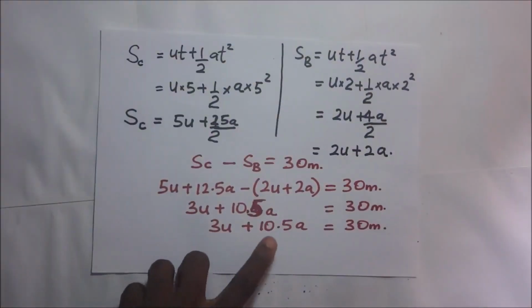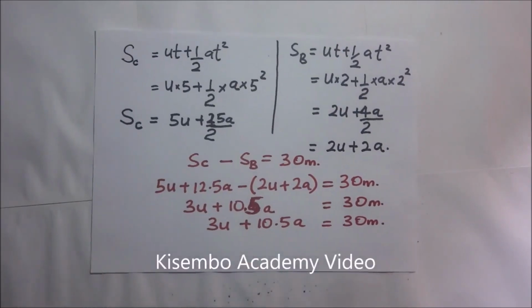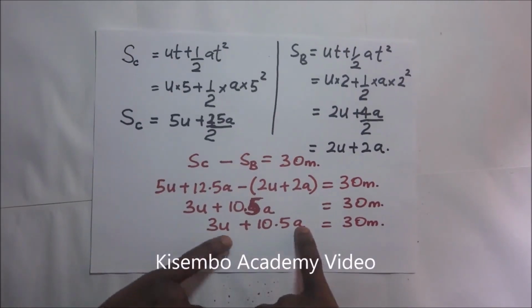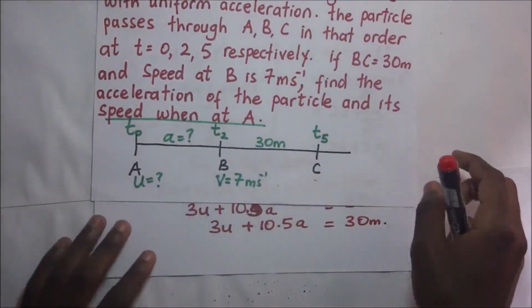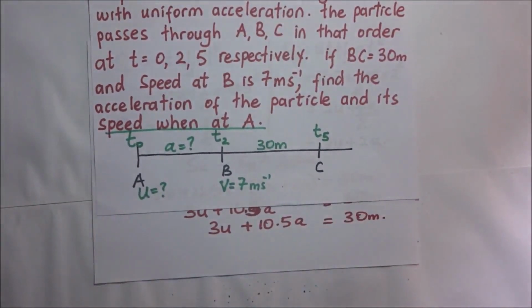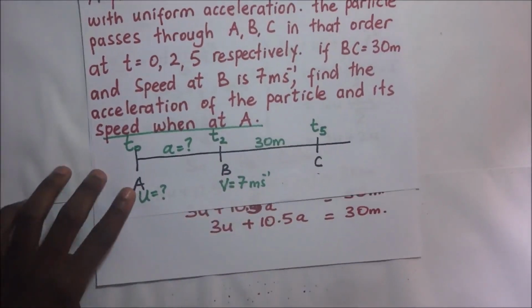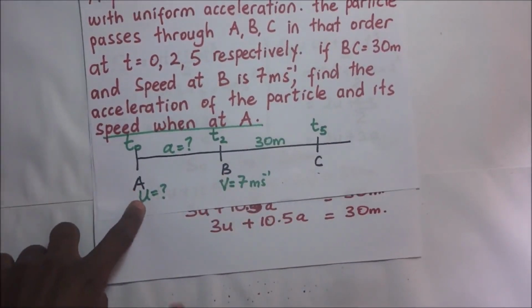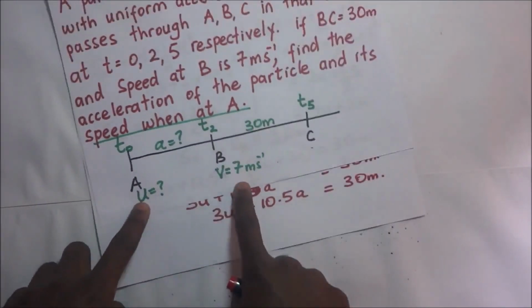We have 3U plus 10.5A is equal to 30 meters. So it means that we need to look for another equation from our information that is going to help us to get the values of A and U so that we solve the two simultaneously. Looking at our question, the other information that we can take advantage of to get the second equation is the distance AB, in which the initial velocity is not given, and then we have the final velocity here, 7.